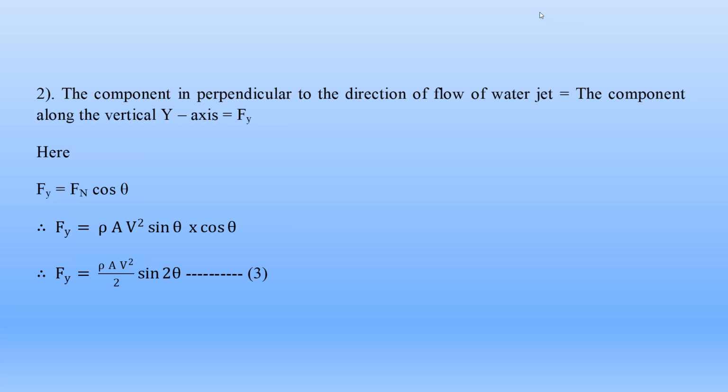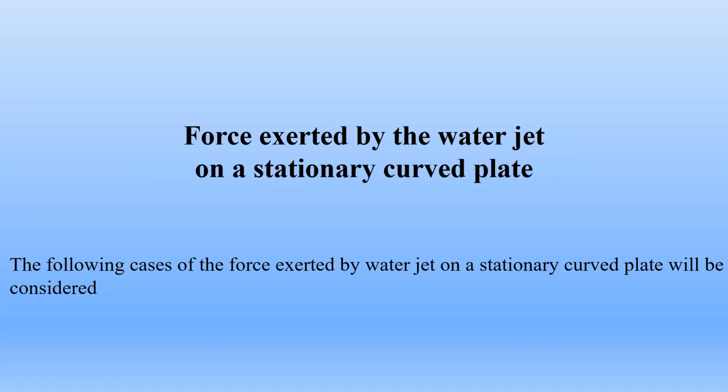In the first condition, it is a vertical flat metal plate. In the second condition, it is an inclined flat metal plate. Then we have the third condition in this impact of water jet. Please check that third condition. In the third condition, the metal plate is stationary, but the metal plate is a curved metal plate, not the flat metal plate.